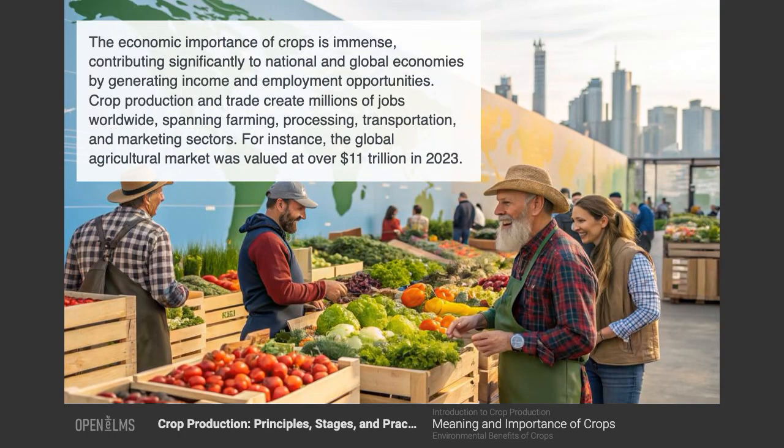The economic importance of crops is immense, contributing significantly to national and global economies by generating income and employment opportunities. Crop production and trade create millions of jobs worldwide, spanning farming, processing, transportation, and marketing sectors. For instance, the global agricultural market was valued at over $11 trillion in 2023.